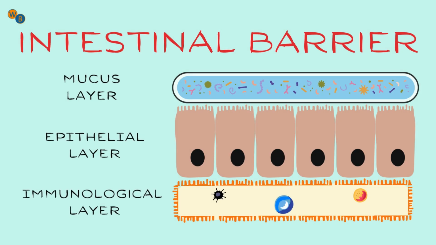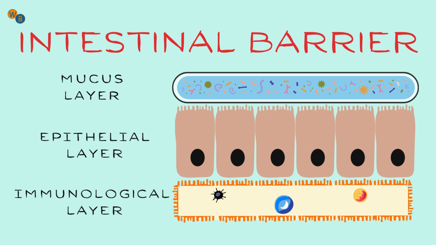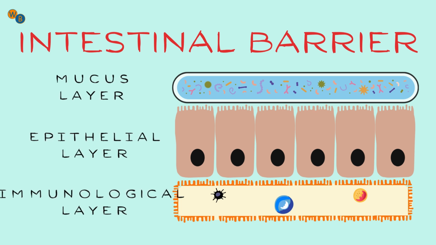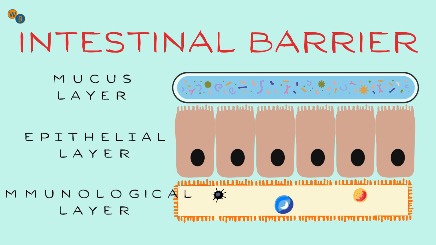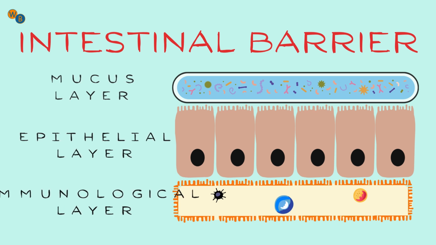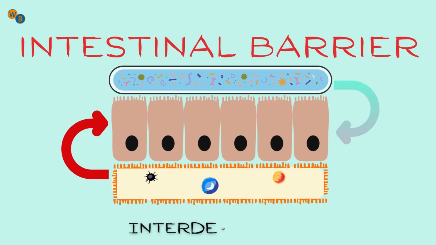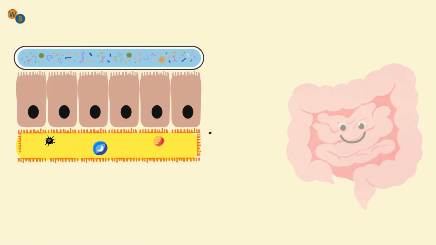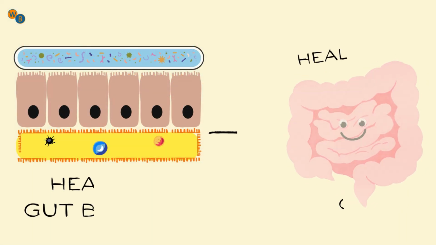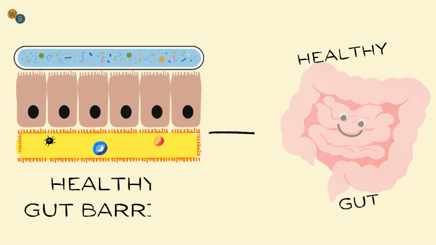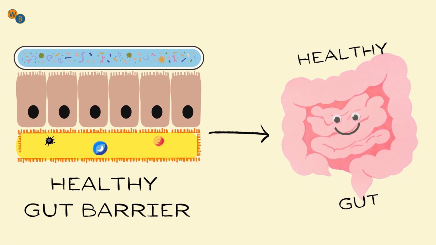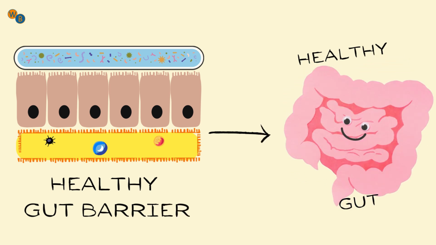As mentioned in our previous videos, the intestinal barrier consists of three layers, namely the mucus layer, epithelial layer, and the immunological layer, and they are interdependent. As we are constantly being exposed to dietary antigens, microorganisms, and their metabolites, a healthy and intact intestinal barrier becomes so essential for a healthy gut function while maintaining immune homeostasis.